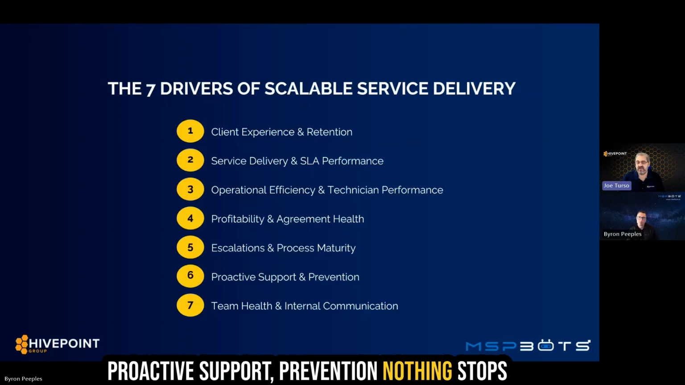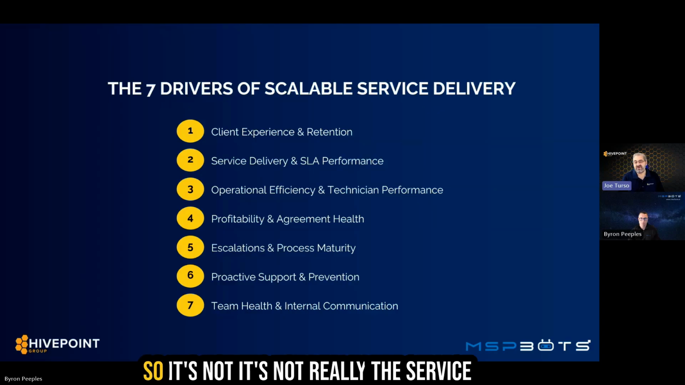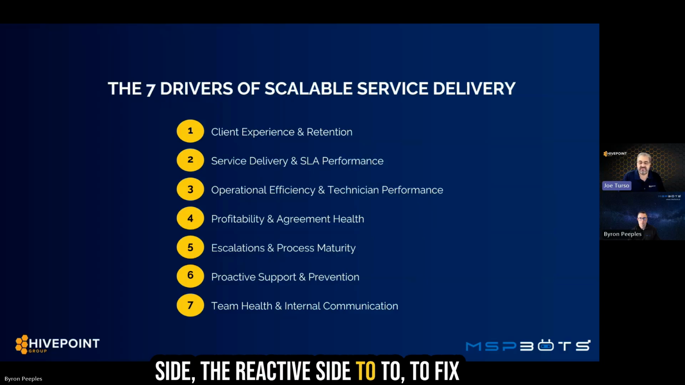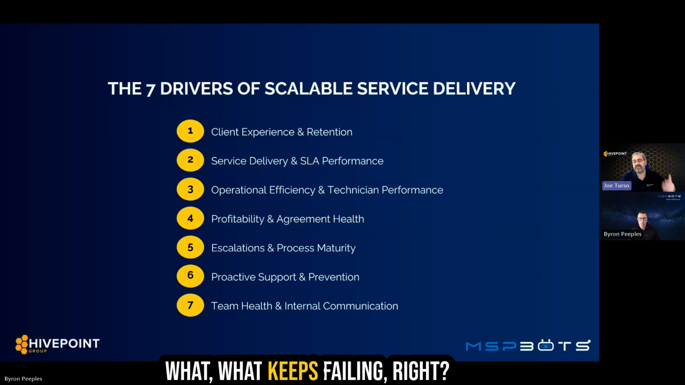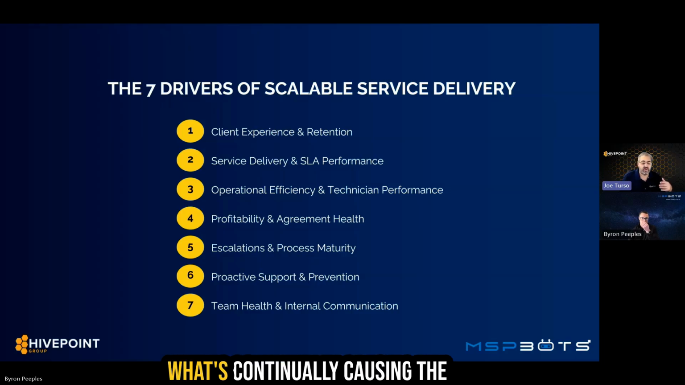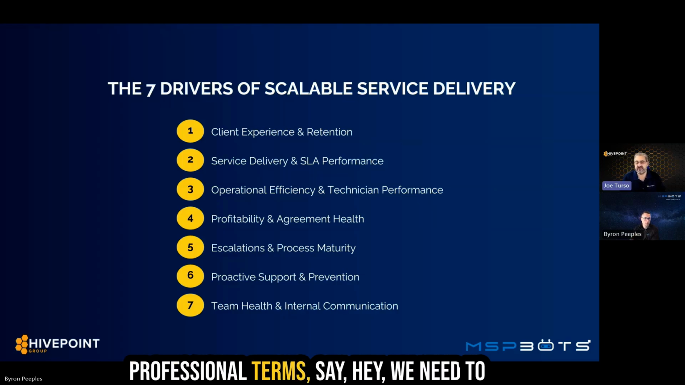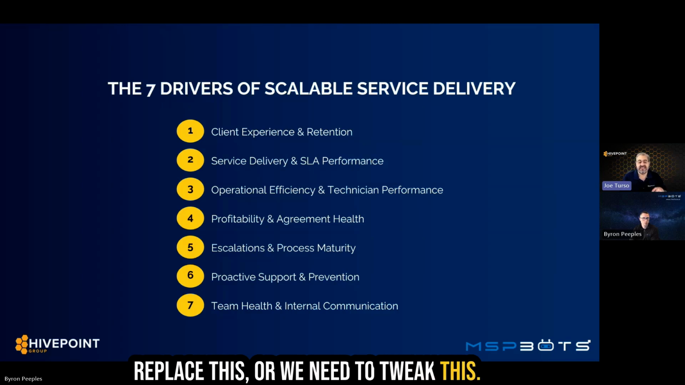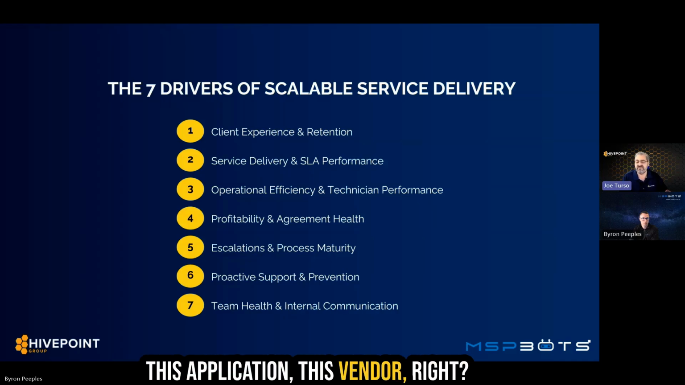Proactive support and prevention. Nothing stops a problem like the problem not happening. So it's not really the service side, the reactive side, to fix every problem, but on the proactive side, they are able to identify them. What keeps failing? What is continually causing the alert, and how do we stop that? And now let's get our account managers or maybe our project team or our professional services to say, hey, we need to replace this or we need to tweak this.